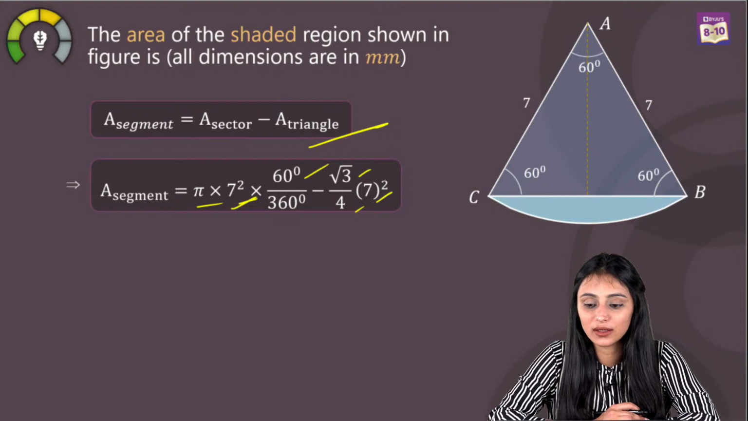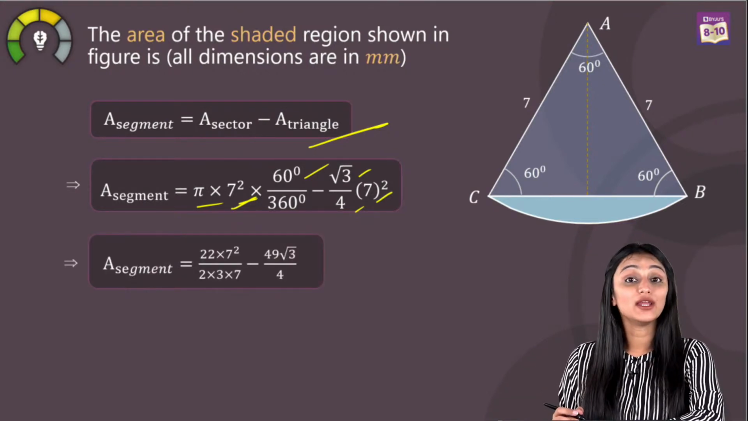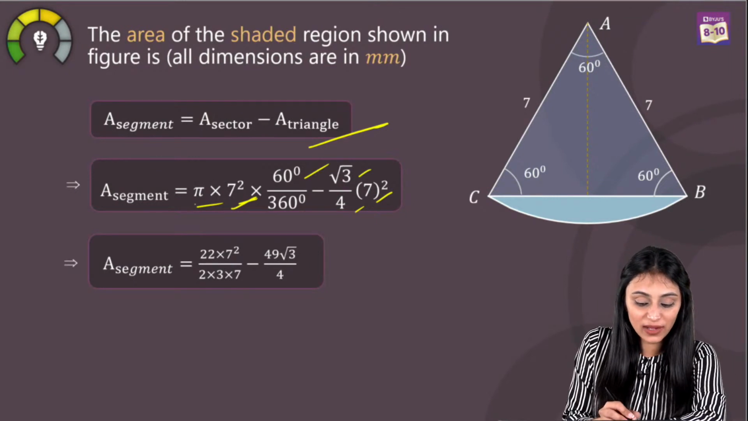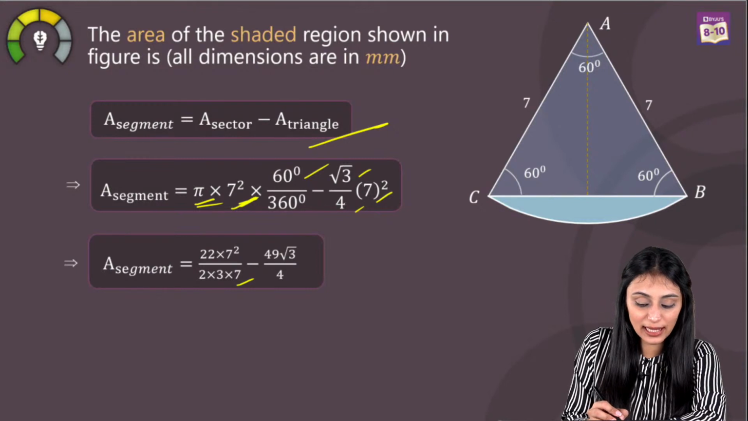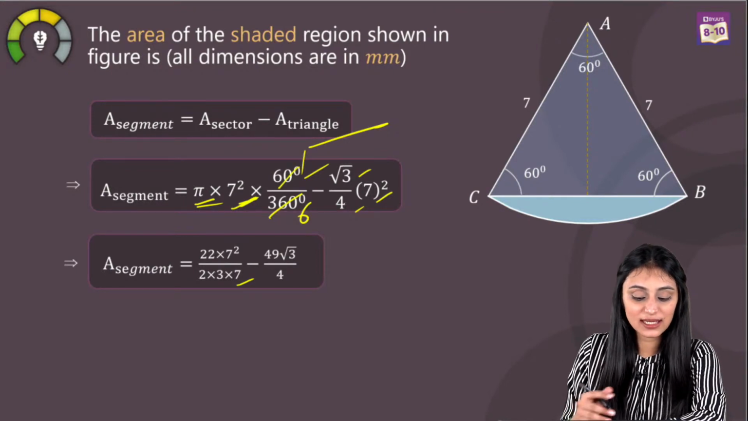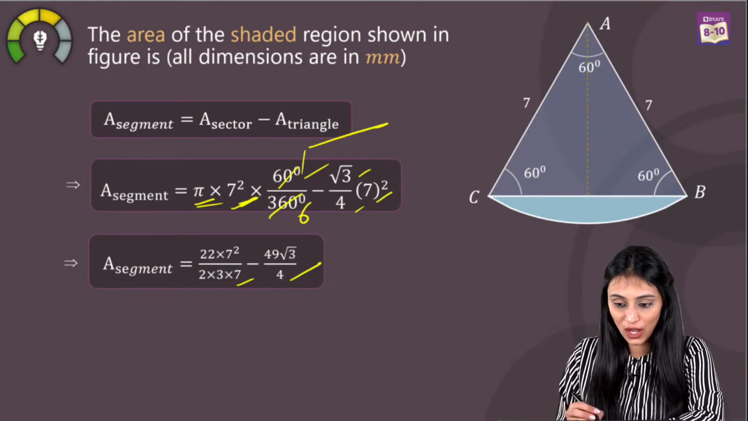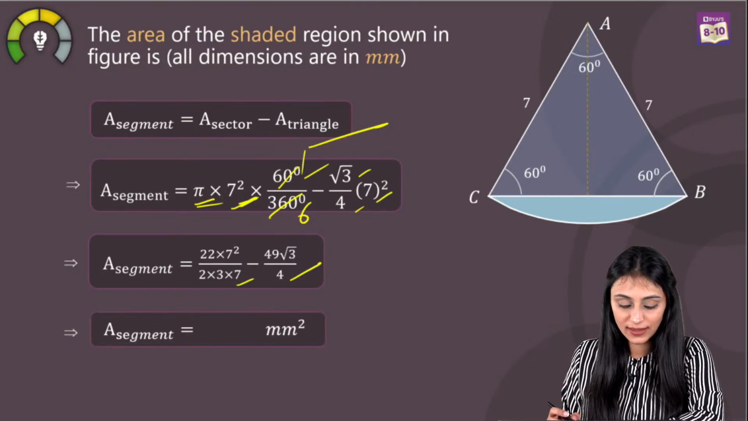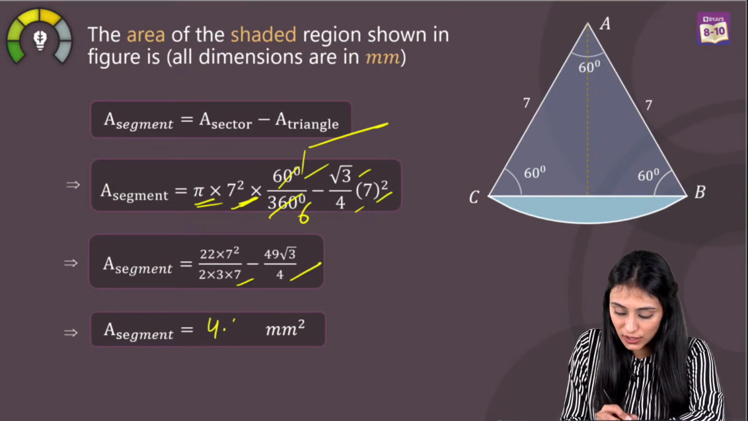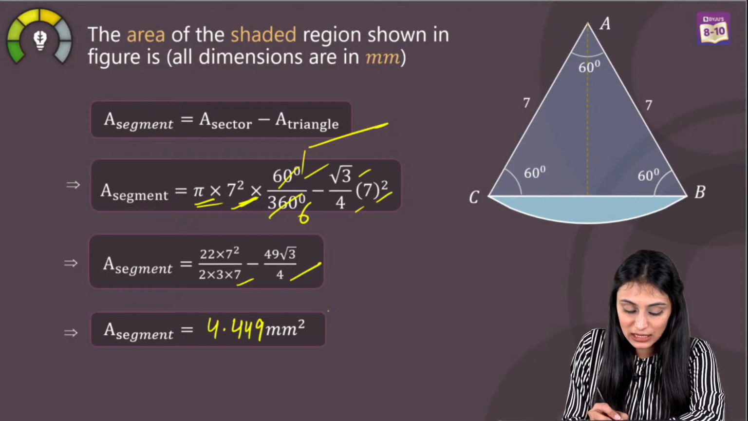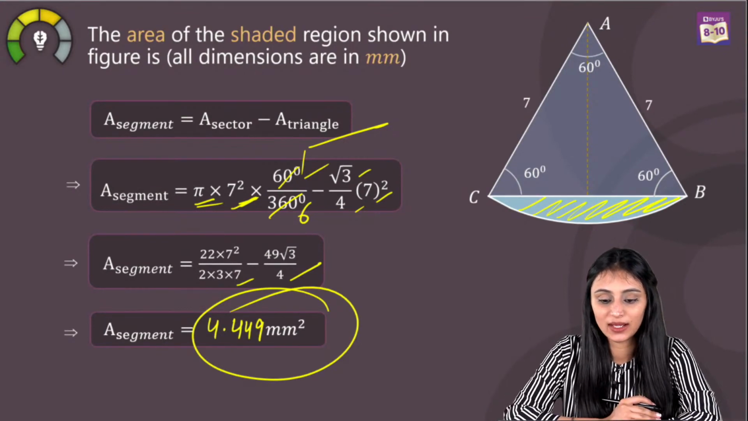Was it too speedy? Okay, we'll go slow now. Alright, so from area of segment we are finding out. Simply we'll put the value of pi, that's 22 by 7. We have 7 square, correct? And this, we'll cancel this out. This is 1 times 6. You will simplify this. And here we have 49 root 3 by 4. Then after simplifying this, you are going to get the value, which is going to be 4.449 millimeter square. That's the area of this segment that you can see here.